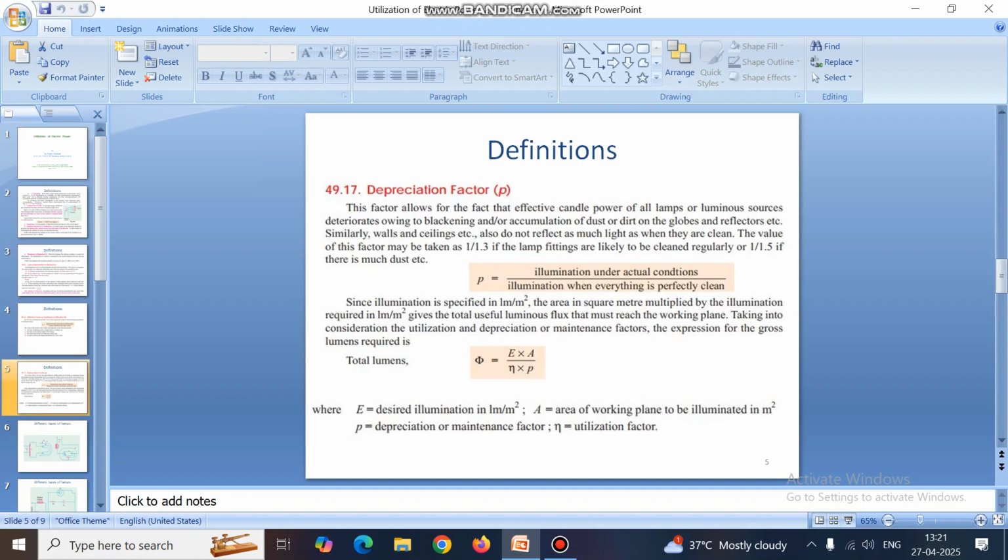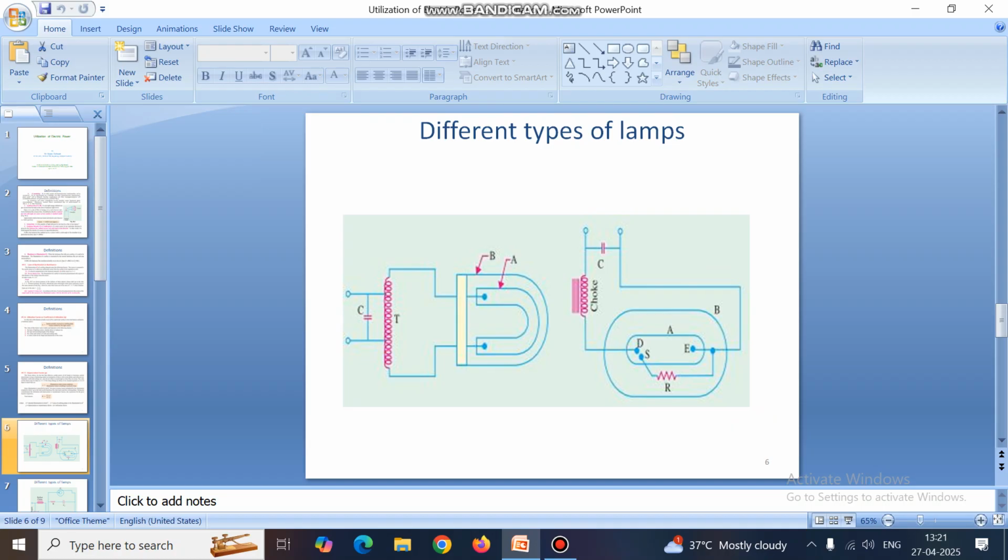Depreciation factor is the ratio of illumination under actual condition to illumination when everything is perfectly clean. Now, putting all the formula together, phi, the flux, is equal to EA upon eta P, where E is the illumination in lumen per meter square, A is the surface area in meter square, P is the depreciation or maintenance factor, and eta is the utilization factor.